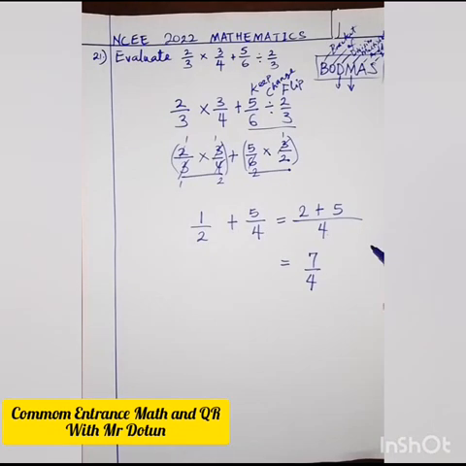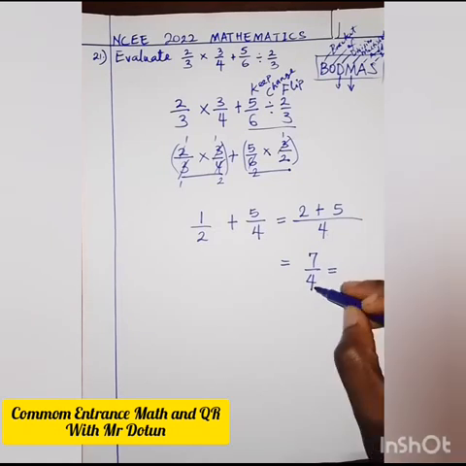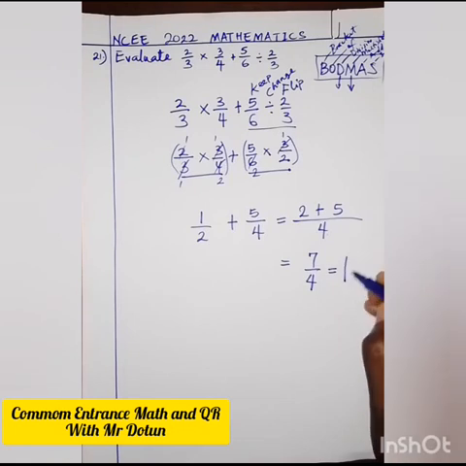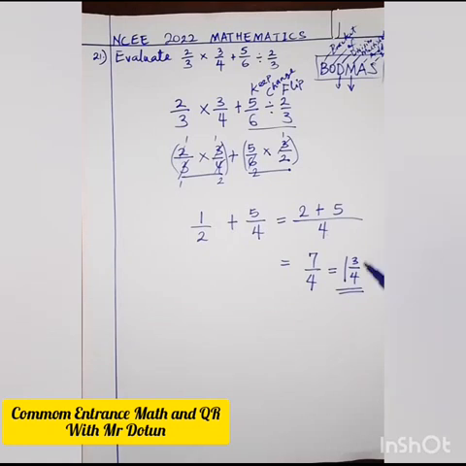Most times we don't leave our answer as an improper fraction, so you have to convert it to a mixed number. So how do you do that? How many 4s are there in 7? You have only 1, remainder 3. So the answer is 1 and 3 over 4. If you're doing this in an exam situation, you have to be as fast as possible, and you can do that with practice. The more you practice, the faster you become.